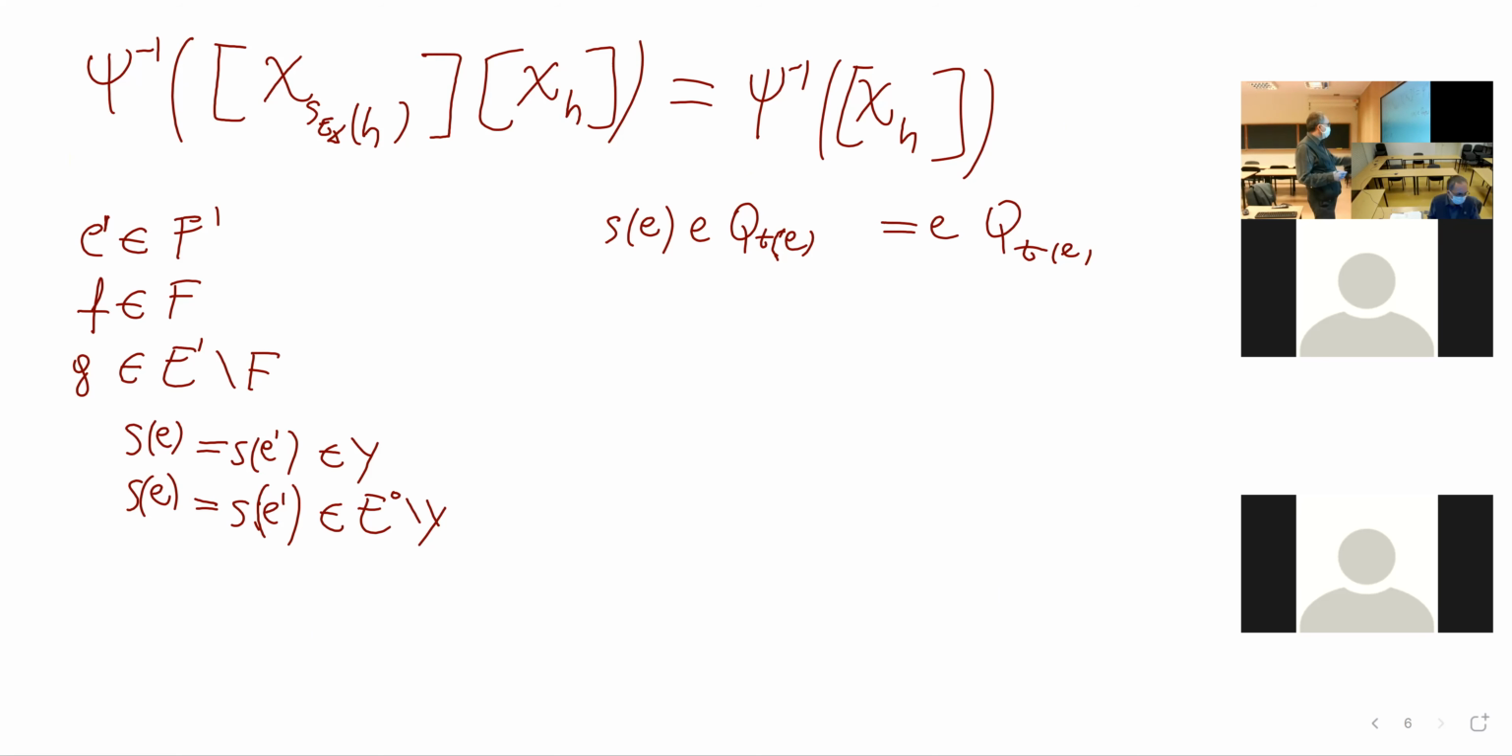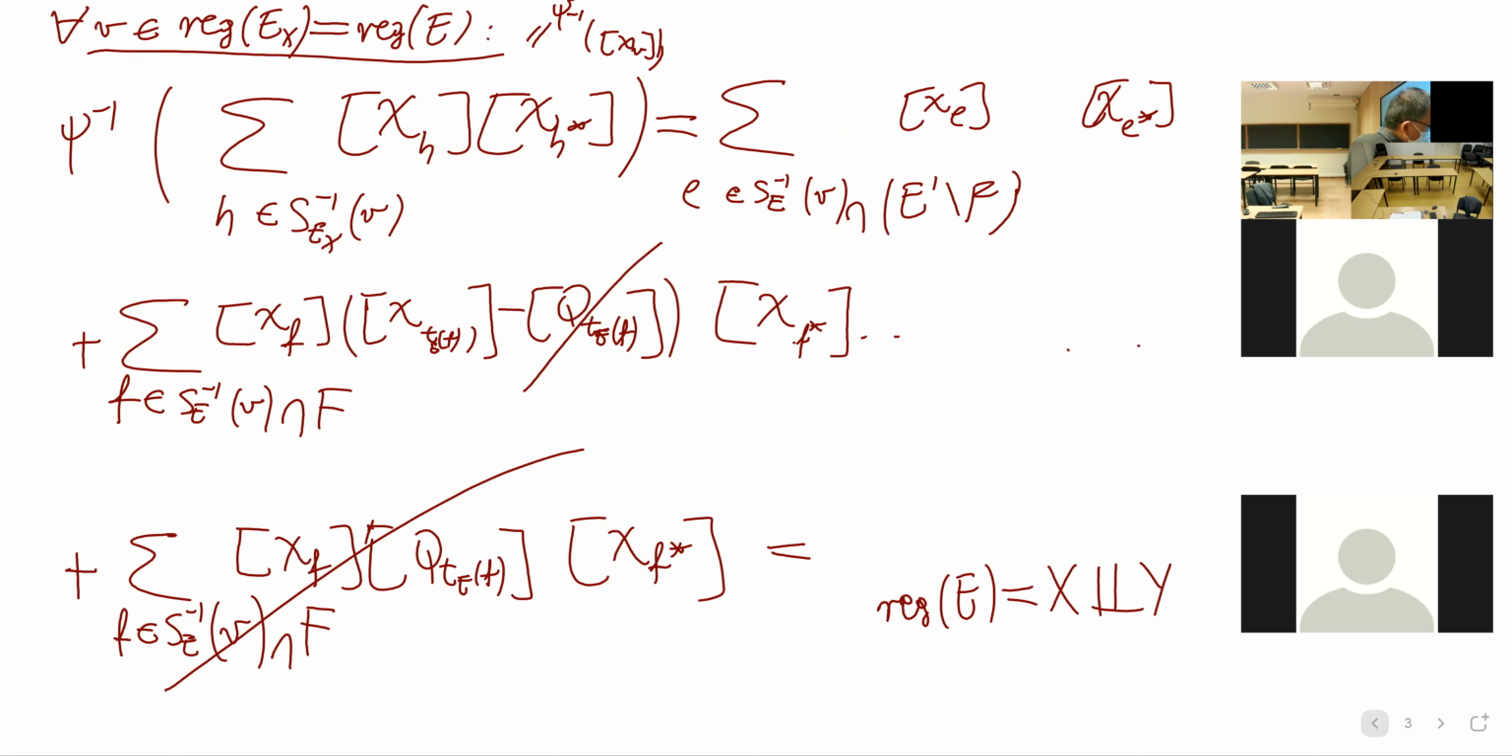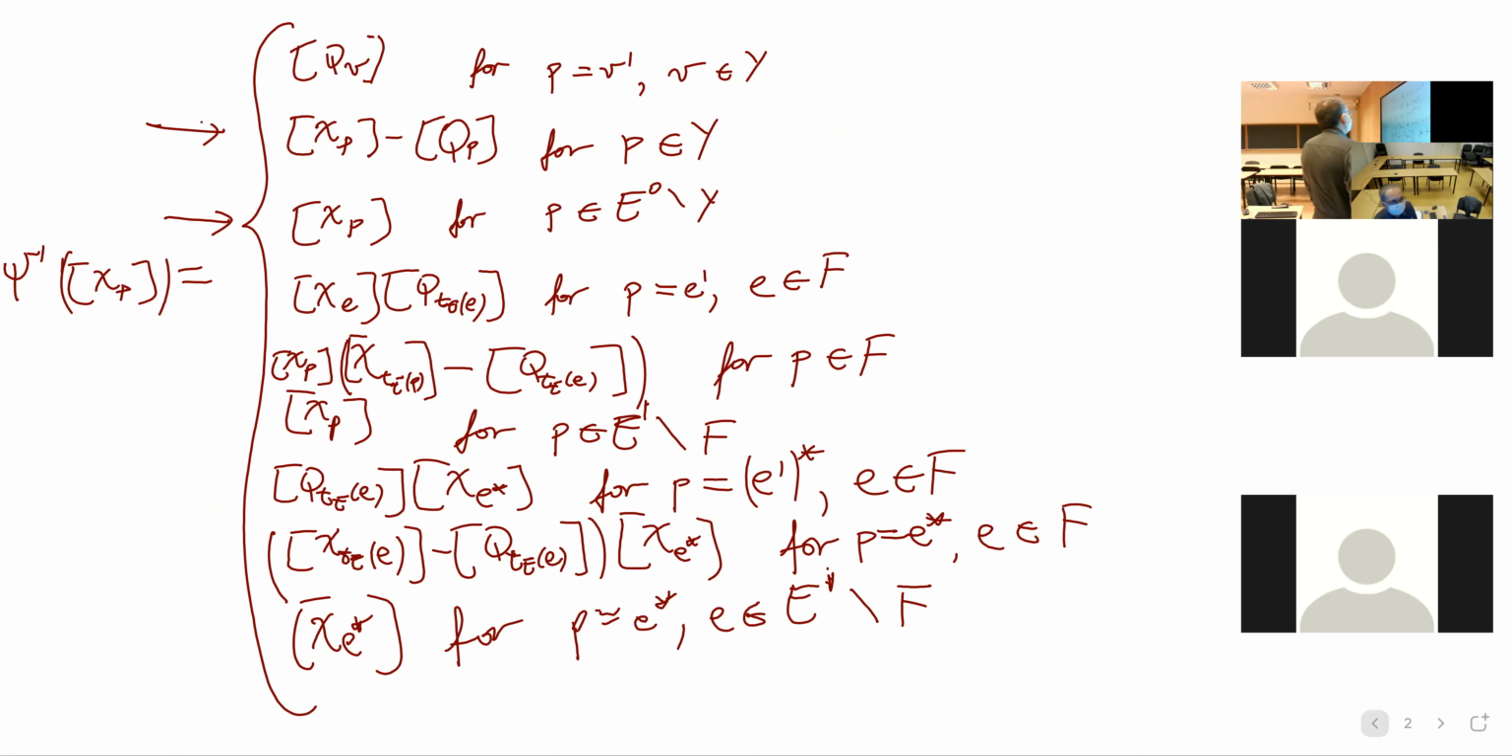Now, what happens in the other case when E begins in Y? Then for an element in Y, we have a slightly more complicated formula. Namely, we have to take SE minus QSE.